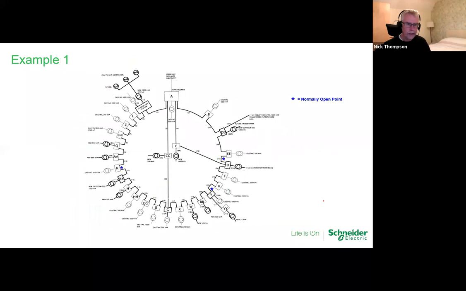Now, a couple of examples here for you. This is one I've come across. It's in a circular format, which is highly unusual in what I've seen. They're usually in a layered one, hierarchically. You can see where the open points are, so this we can easily identify.